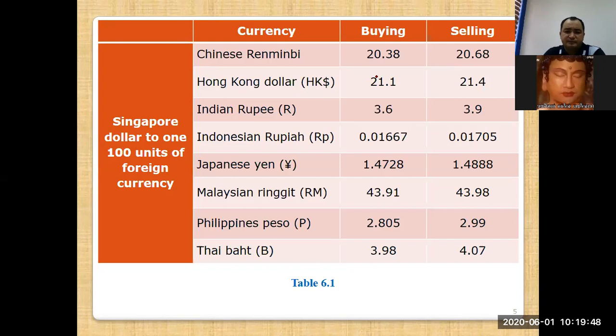Okay, Hong Kong dollar is similar, as are the Indian rupee, Indonesian rupiah and Japanese yen. For example, 100 Japanese yen is how much? 1.4728. So if you give 100 Japanese yen to the bank, the bank gives you 1.4728 Singaporean dollars. Now if you have Singaporean dollars and want to buy 100 Japanese yen, you need to pay the bank 1.4888 Singaporean dollars. This is how we understand buying and selling.